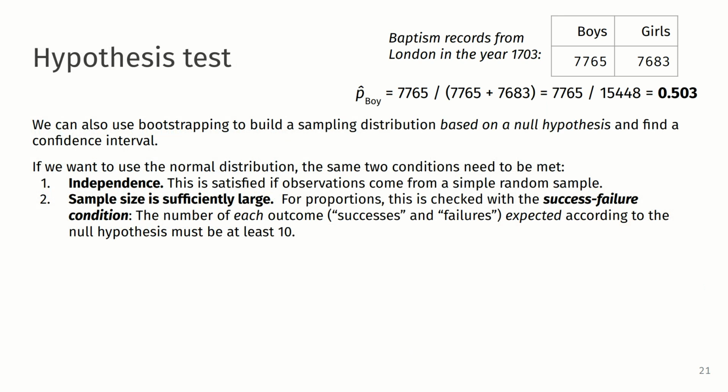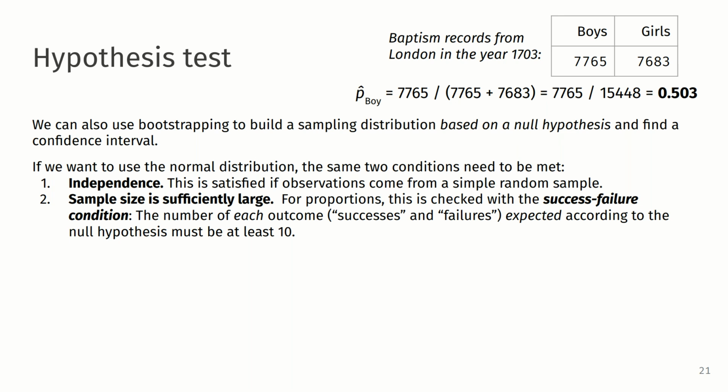But let's see how we can do the same sort of logic, but now instead of doing a confidence interval, we'll do a hypothesis test. We haven't really done this so much yet in class, but we could use bootstrapping to build a sampling distribution based on a null hypothesis and find a confidence interval in the same way.